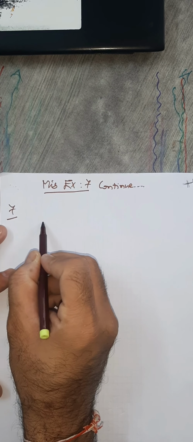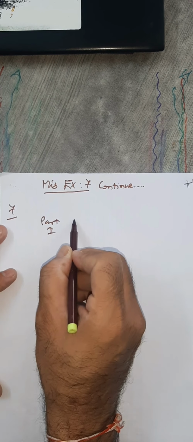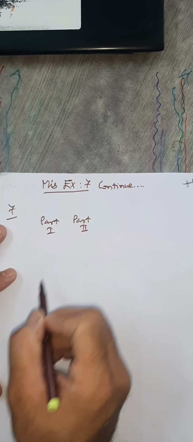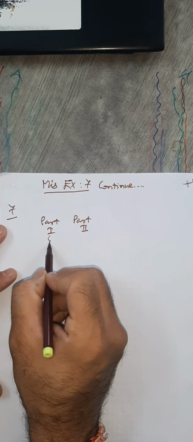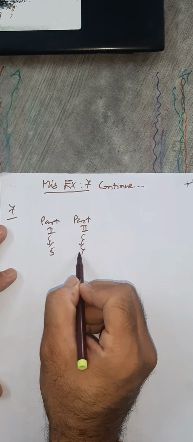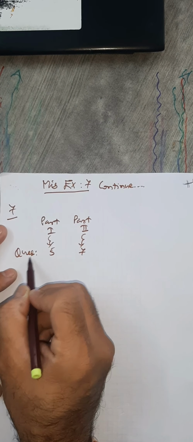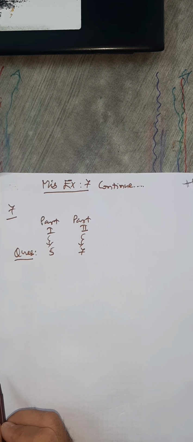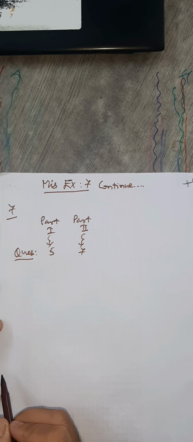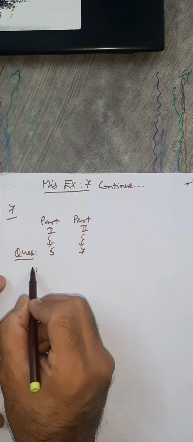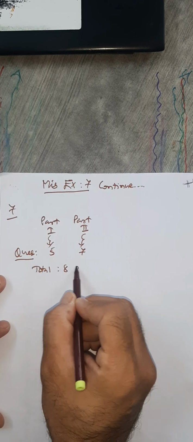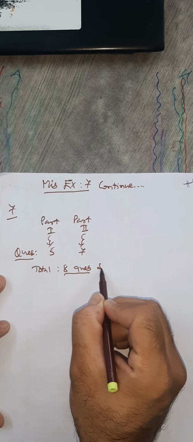So the question says, a question paper consisting of 12 questions. The total number of questions equals 12. There are two parts, part 1 and part 2. Part 1 contains a total of 5 questions and here a total of 7 questions. Number of questions 5 and 7. A student is required to select a total of 8 questions. Total 8 questions should be selected.